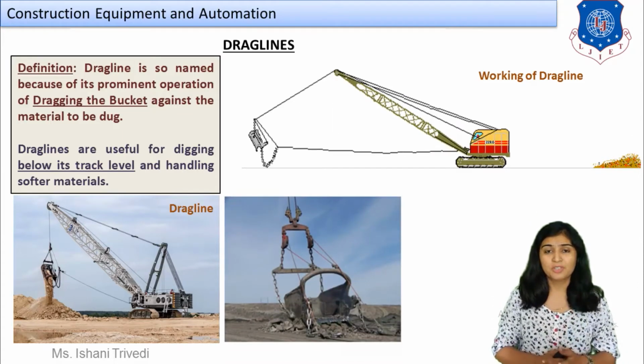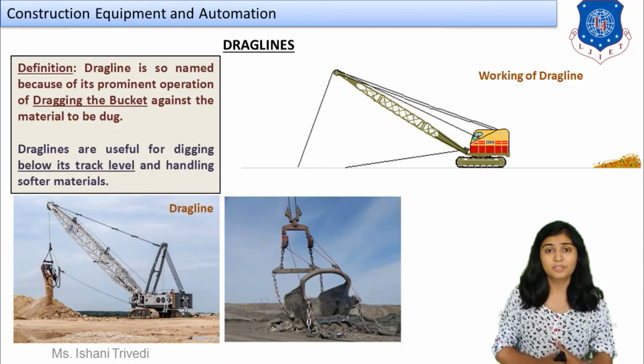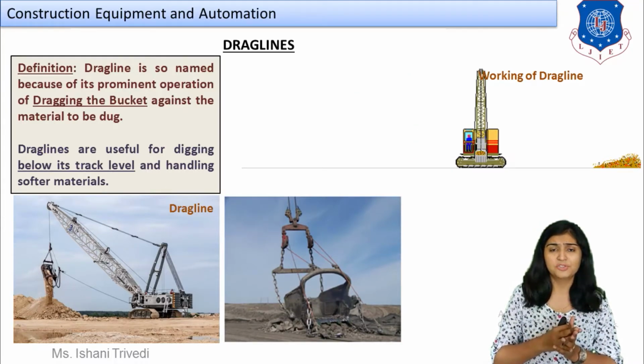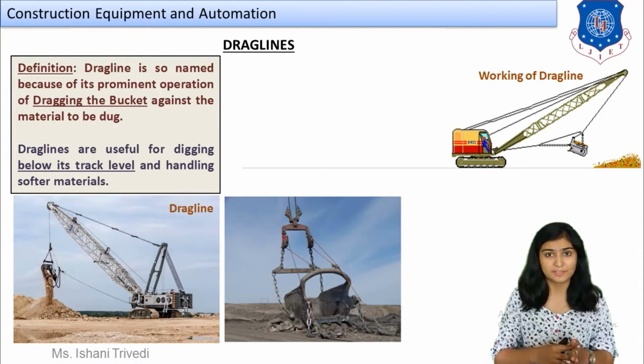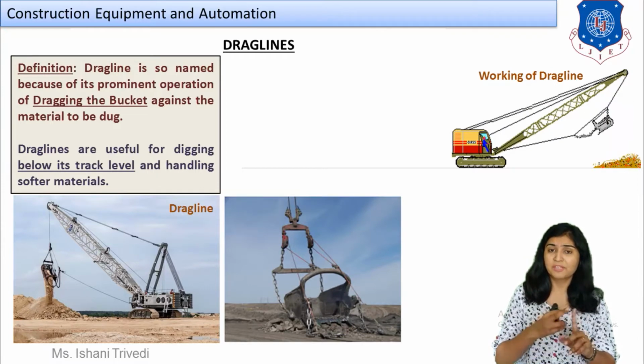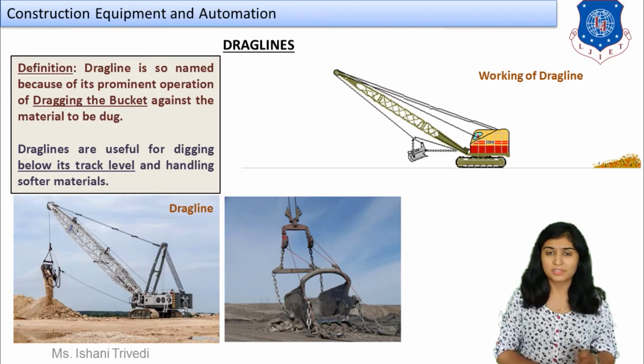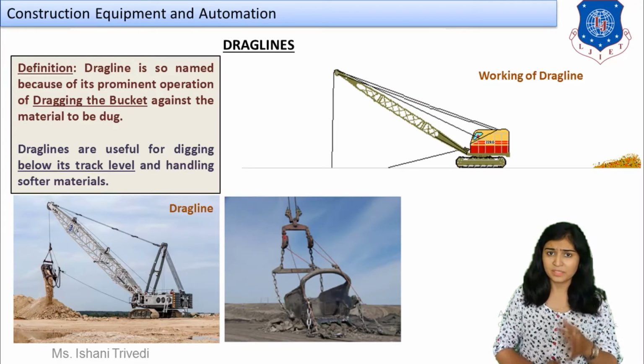I am also showing you an image of the drag line bucket over here. We can see one more part: the bucket of the drag line is attached with chains, right? One will be the hoist chain and one will be the pull chain. So we are going to discuss the same when we talk about the various parts of the drag line.